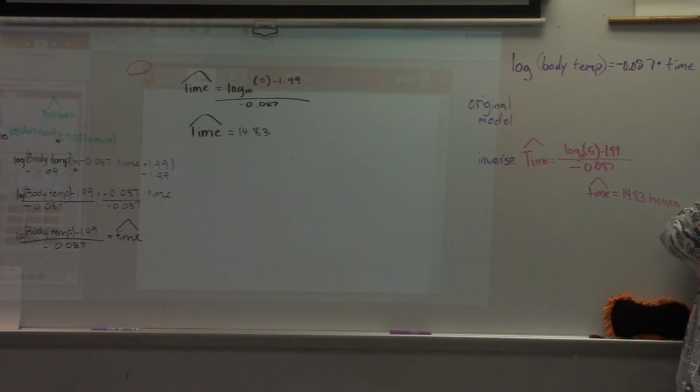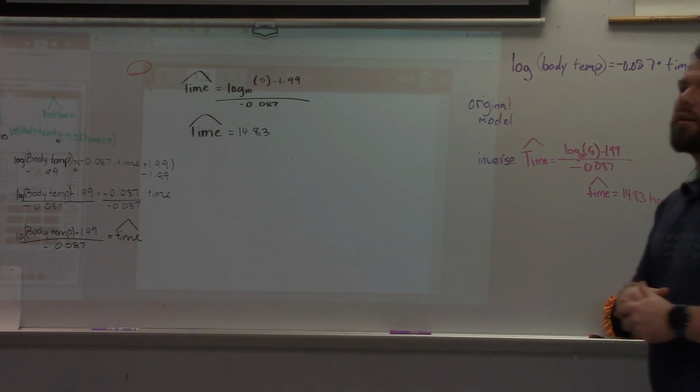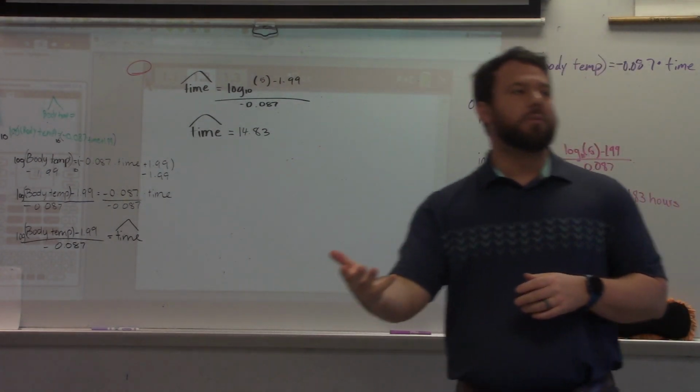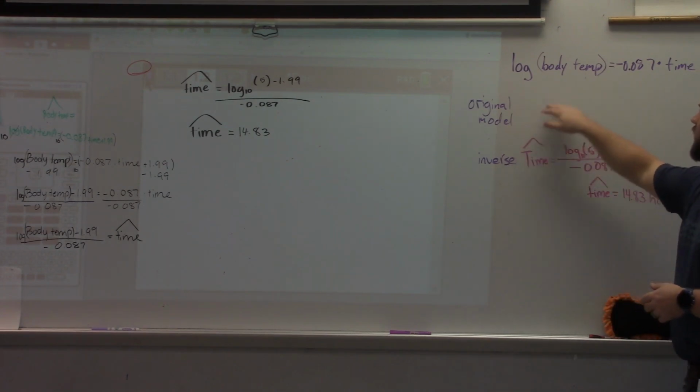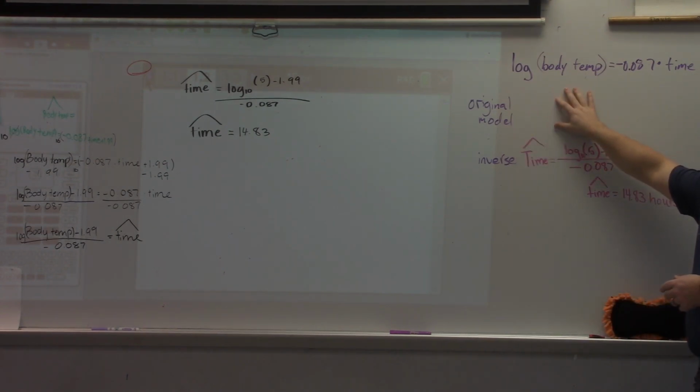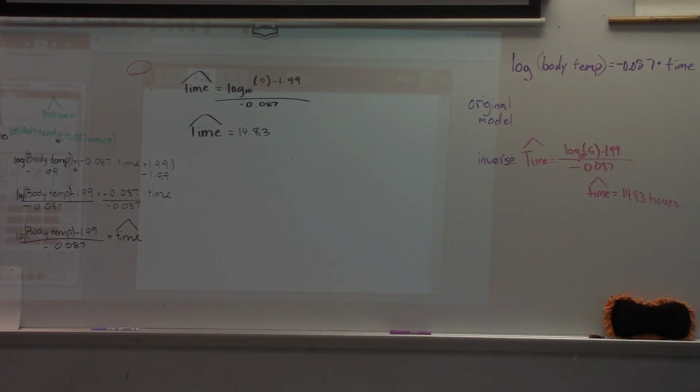Because when I look at this, and I think through this detail, the whole context was we're trying to figure out how long this person had been dead, right? So do I really ever need the predicted body temperature? No, I have the body temperature. I'm trying to figure out the predicted time, okay? And so these are things to pay attention to.